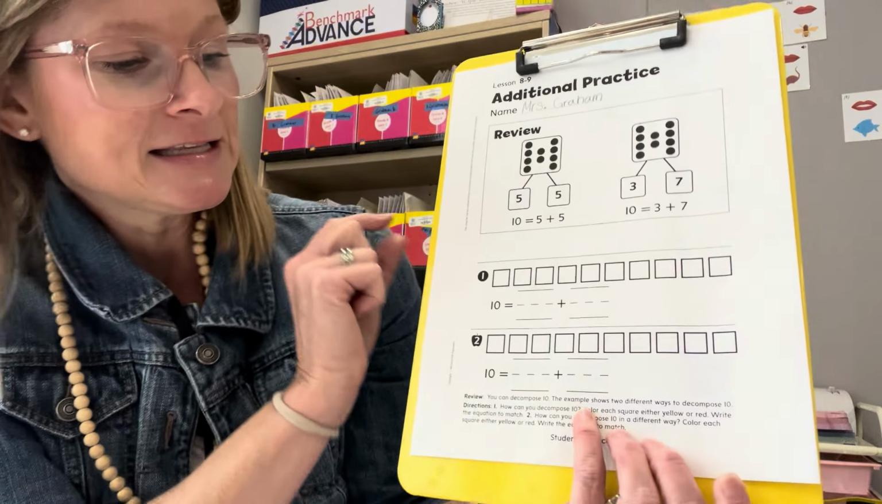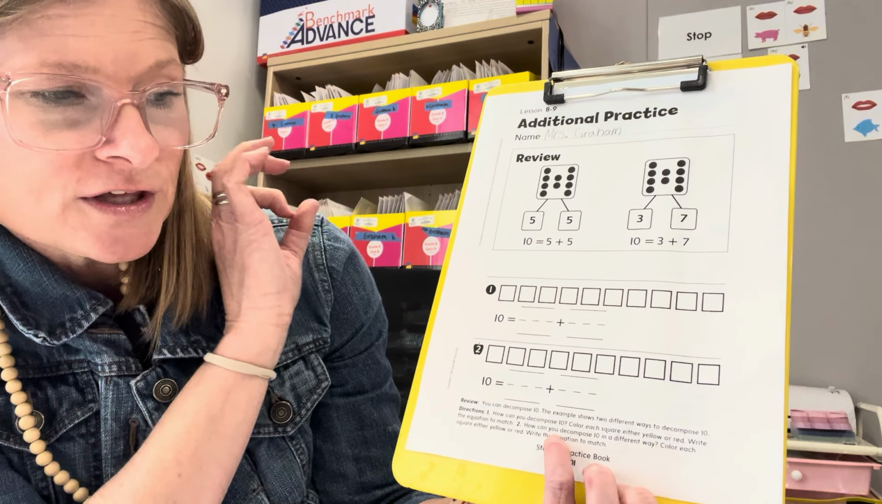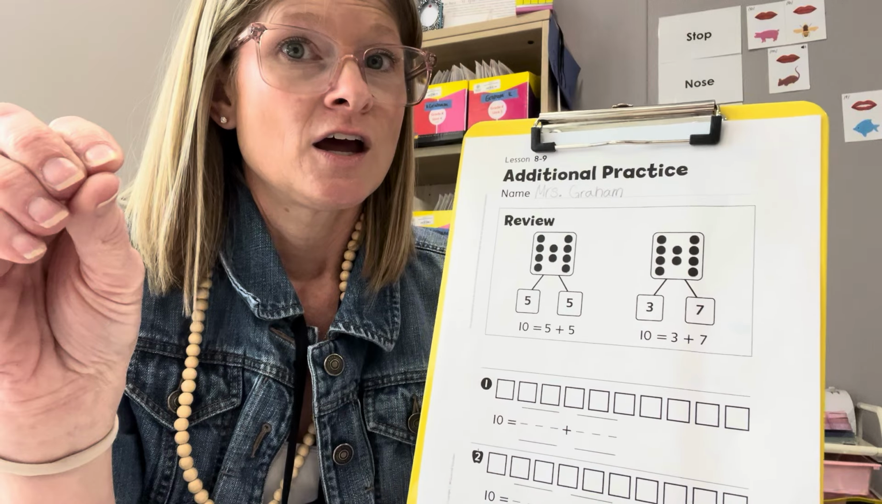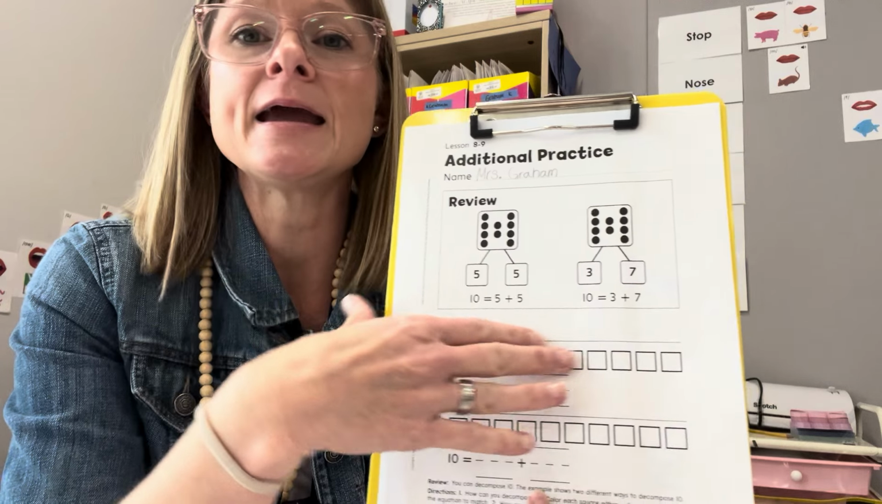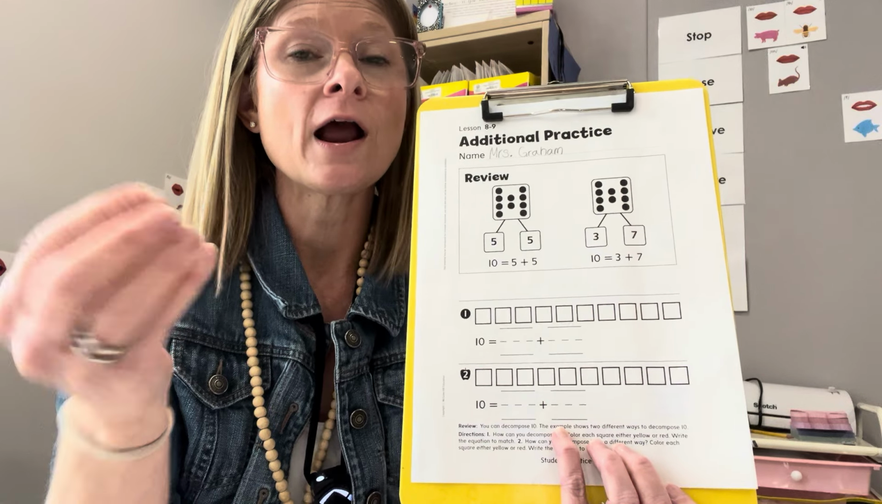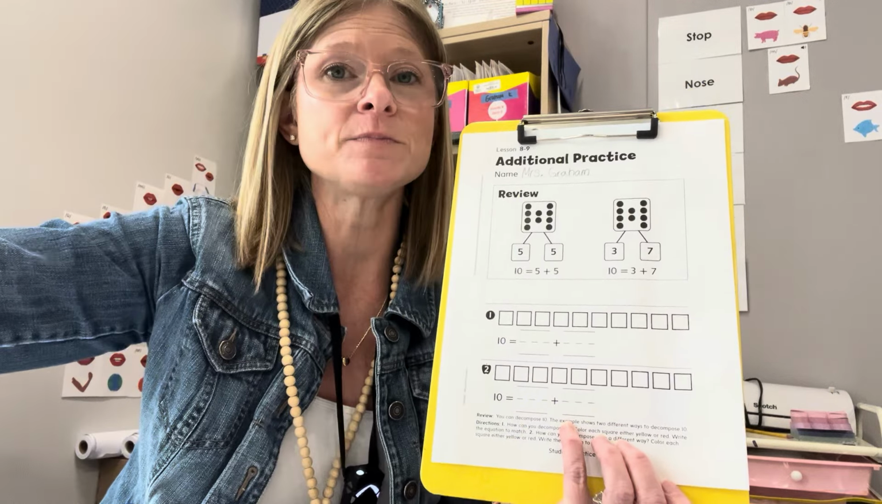Down here, it says, how can you decompose 10? Color each square either yellow or red. Write the equation to match. We are going to keep our colors together. You are not making a pattern. We are going to start with our group 1 color, and then when you switch to the next color, everything else has to be group 2.